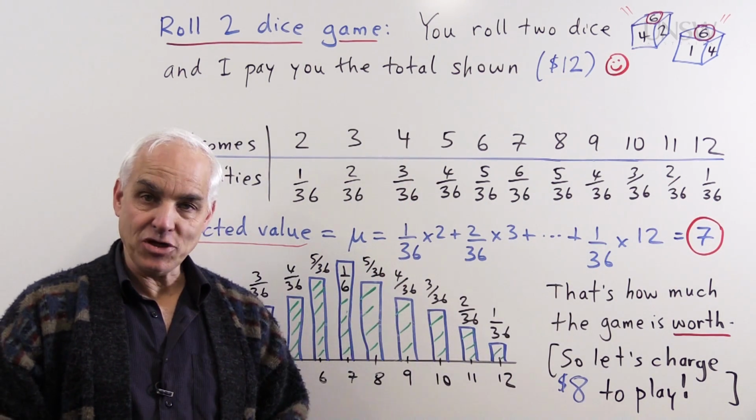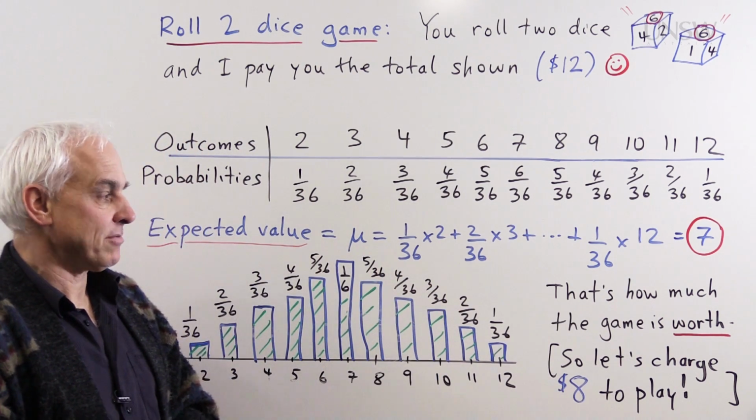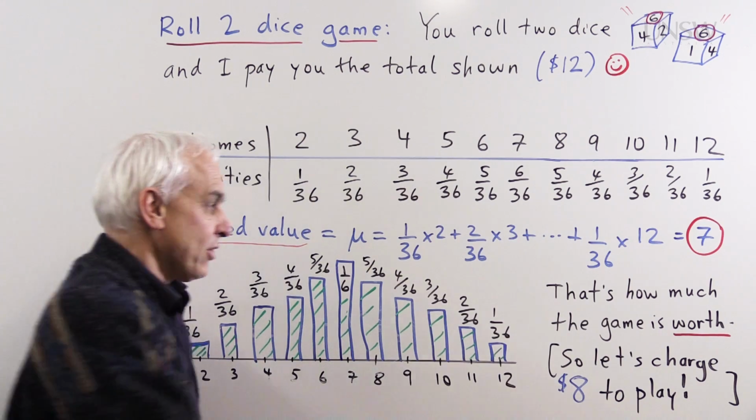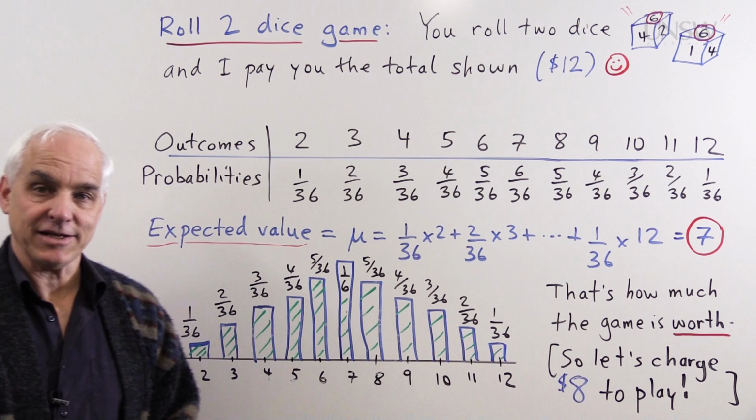And you can do that calculation. Maybe it helps if you take the common denominator of 36 out. It's easier to work it out. And it turns out to be exactly 7. So the expected value is exactly 7.